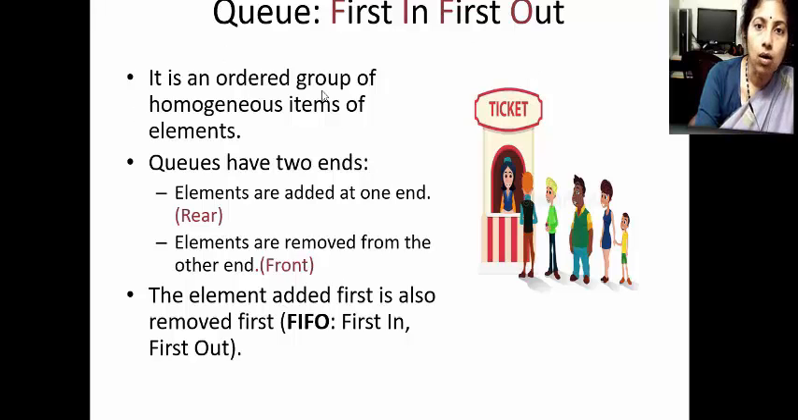So it is an ordered group of homogeneous items or elements, and queues have two ends. It is open at both ends. Elements are added at the rear end, and elements are deleted from the other end, which is called the front end. So the element added first is also removed first. That is the first in, first out property.